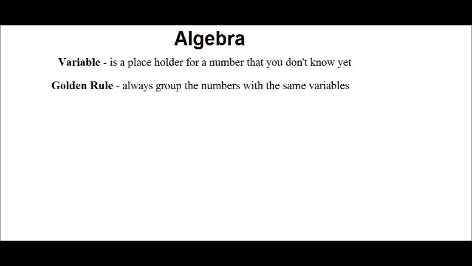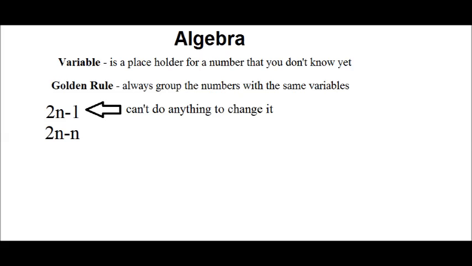Always group the numbers with the same variables, which is right here. Say you have 2n minus 1. You can't do anything to change it because 2n and 1 are not in the same group. If you have 2n minus n, then you can subtract it because they are both in the same group. The problem with this is I can't find the meaning of n.